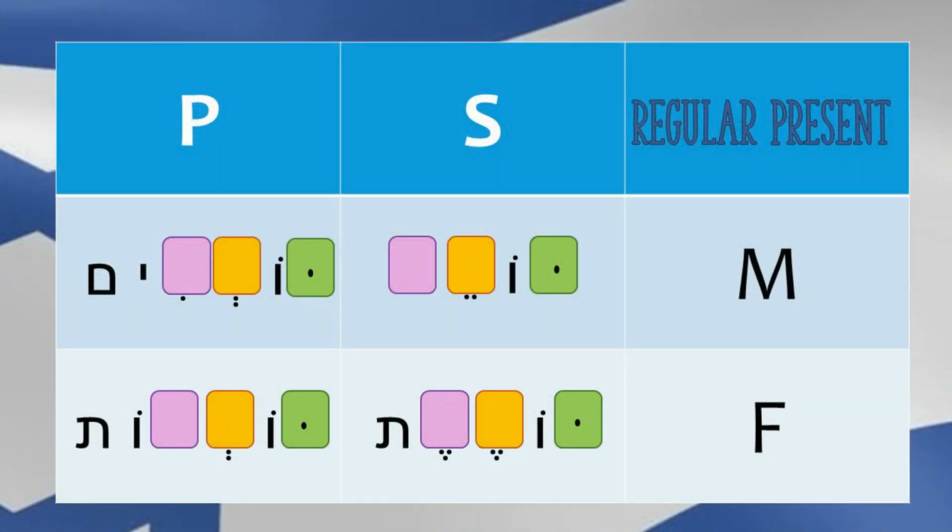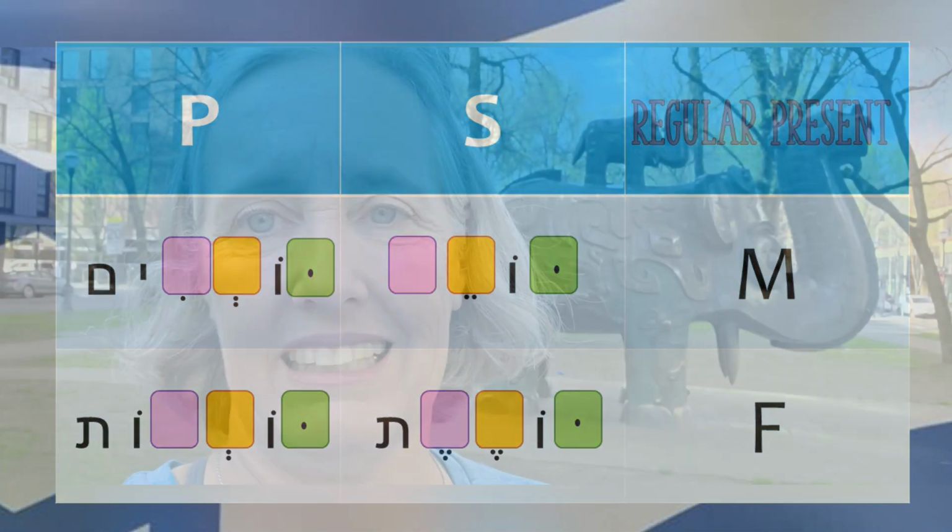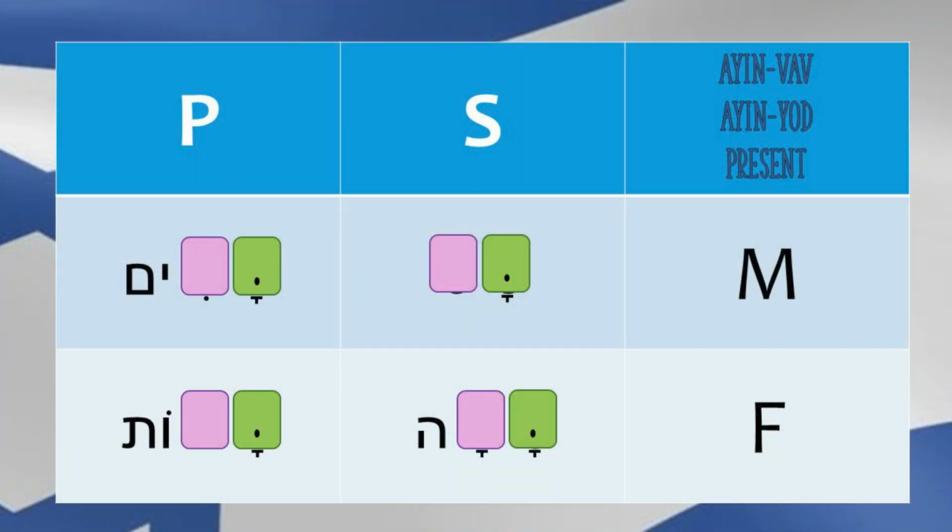All right, moving on to present tense. Remember, these are the regular pa'al verbs. They get an o-e vowel pattern, and then the feminine singular gets an et suffix. But Ayin Yod and Ayin Vav verbs are really super different. So when we look at a template like this, the first thing that we might notice is, hey, what happened to that orange box? That's right, the box is gone. That middle letter completely drops out in the present tense.